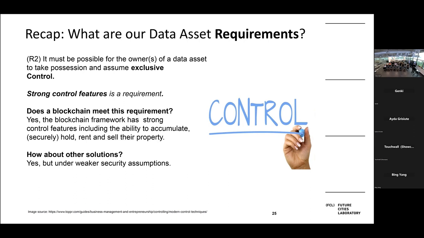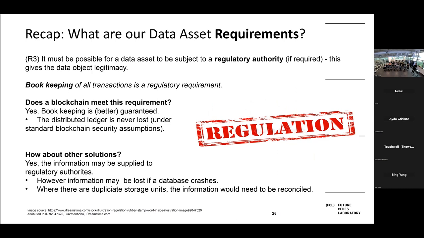The third one is that bookkeeping of all transactions is a regulatory requirement. Does the blockchain meet this requirement? They do it quite well because you have multiple copies of the database stored across multiple locations on the internet. They are also under a consensus mechanism to make sure that all of these databases have the same global view of the information. So there's a built-in mechanism for this in a blockchain. But in the case of other solutions, if it is a standalone database, there's a risk that this information can be lost when the database crashes. Or if you have mirrored your databases, you still need to reconcile the information to get the final single view of the information held in the database. So again, the blockchain has a slight advantage here over other solutions because bookkeeping is done quite well in the blockchain compared to the other solutions.